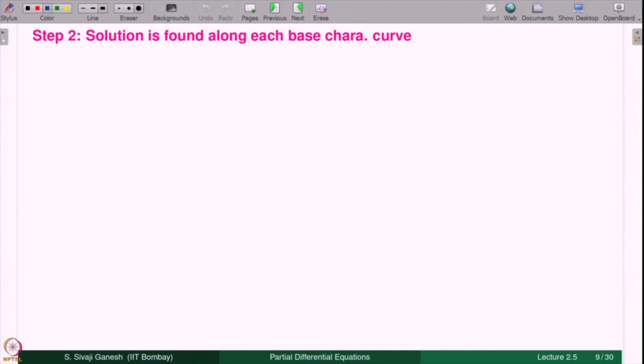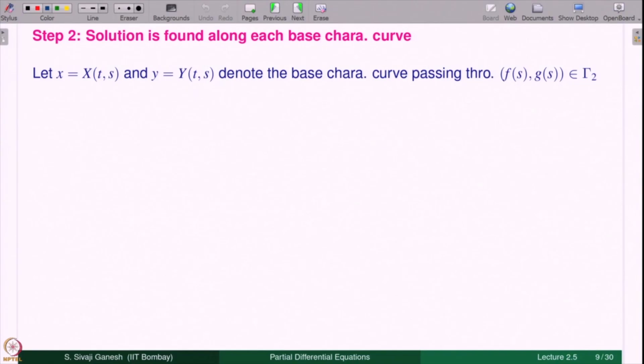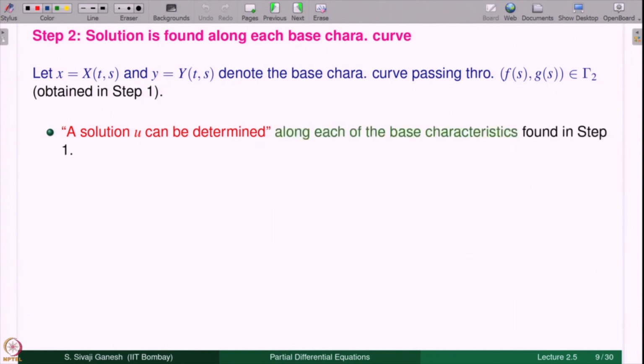Now, what is step 2? Solution is found along each base characteristic curve. What is that? We will explain. Let x = x(t,s) and y = y(t,s) denote the base characteristic curves passing through a point (f(s), g(s)) in gamma 2. This is what we have obtained in step 1. I am writing this in quotes, which means it may not be very rigorous, but this is a feeling. When we prove theorems, everything is rigorous. So, a solution u can be determined along each of the base characteristics found in step 1.